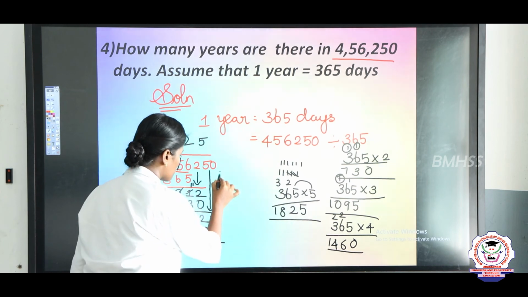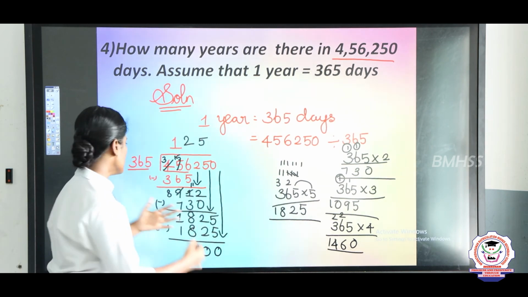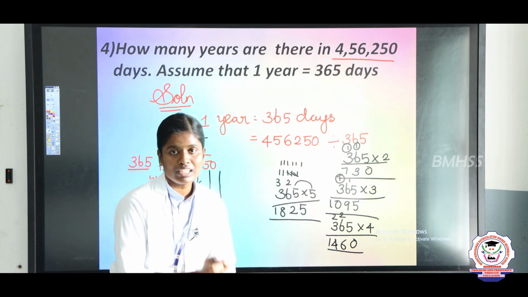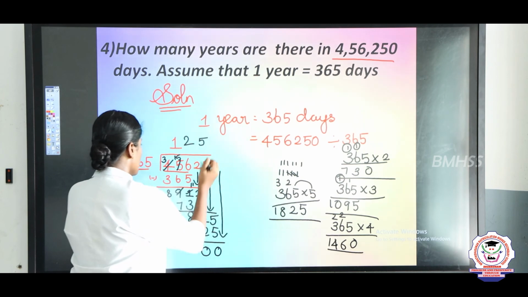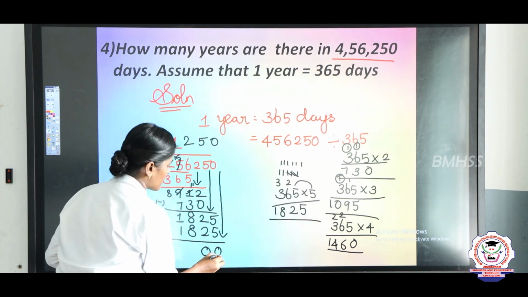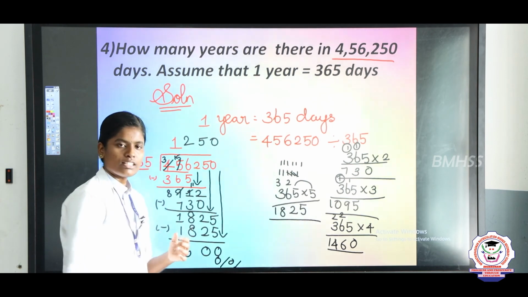Next I will bring down the last number. What is the final number? Here our final number is 0. So already you know 365 zeros are 0. So write 0. Now 0 minus 0, the answer is 0.